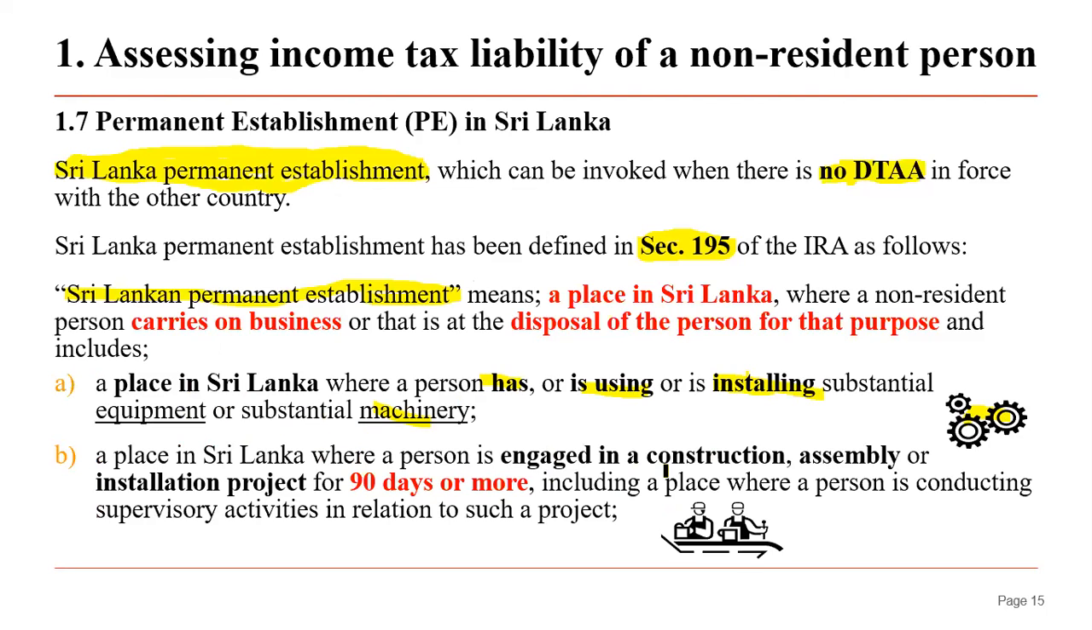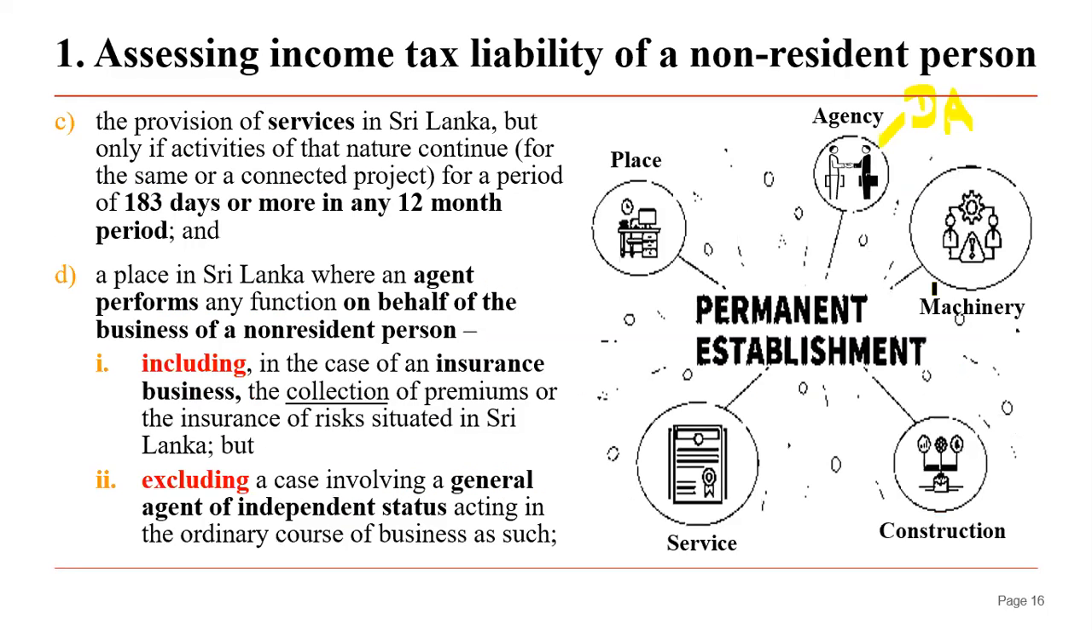And the construction PE, here the construction PE is related to 90 days. And the service PE is also related to 90 days. Elsewhere it says a 12-month test. Here there is no 12-month test, they just say 90 days. Here is the main one. So this is a snapshot of the PE related to the Inland Revenue Act.